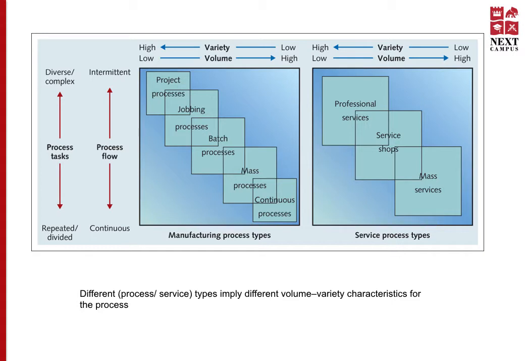Process flows in a continuous process, as its name implies, are continuous in nature. These become candidates for automation. Process flows in a project process are intermittent because the activities are specialized.